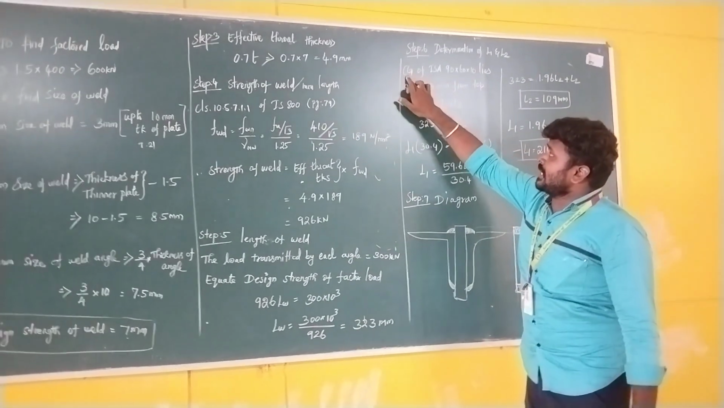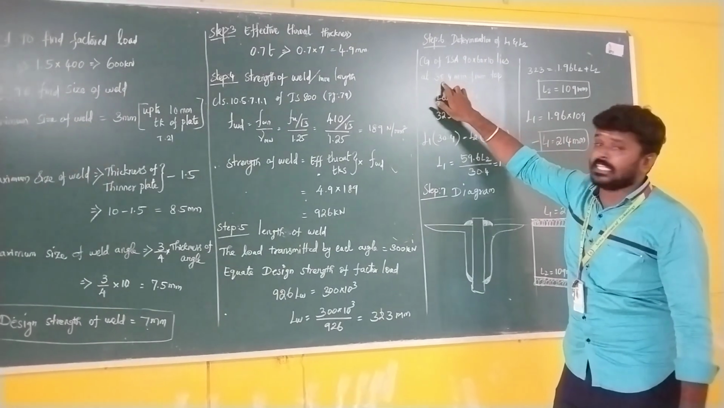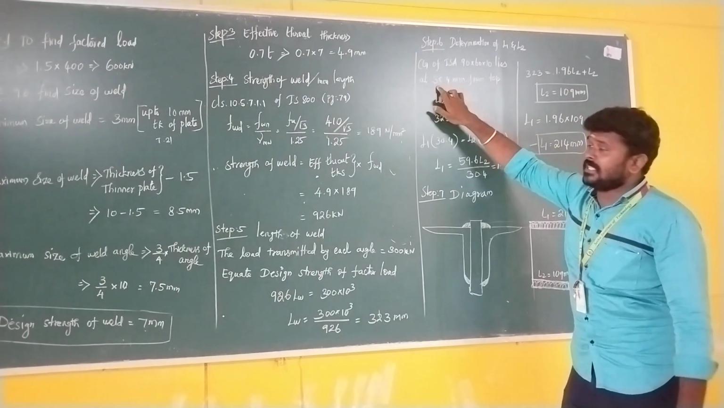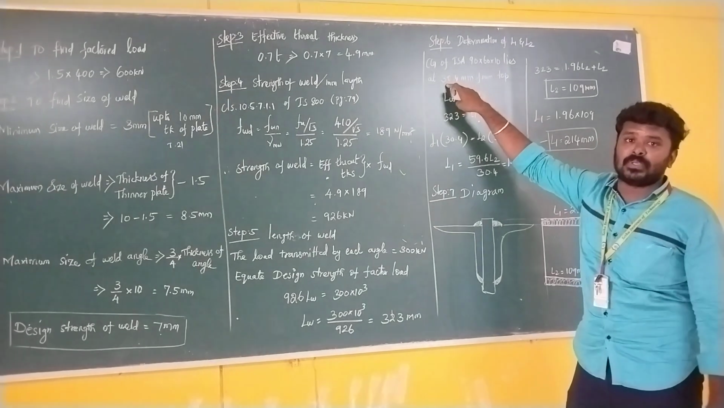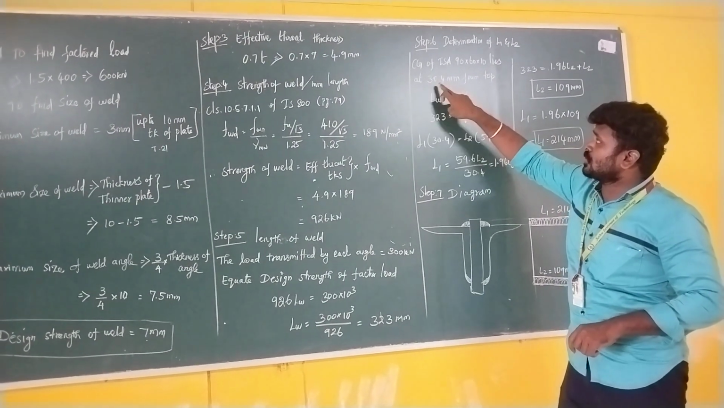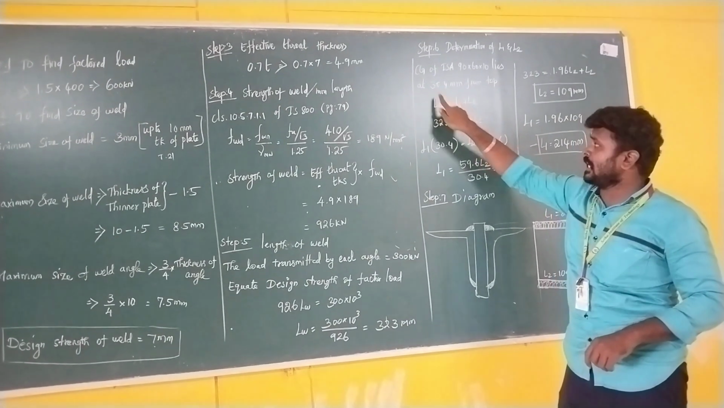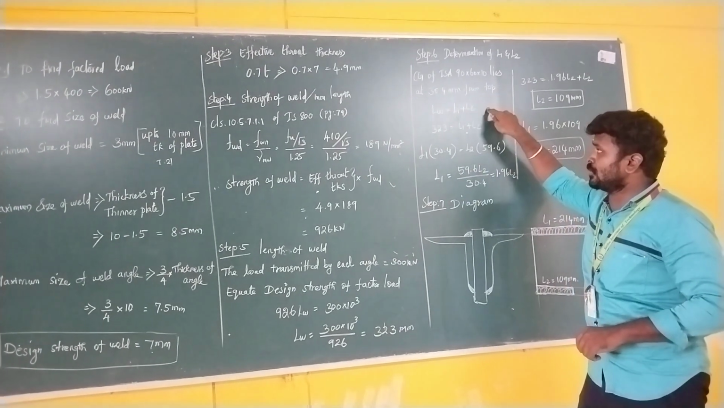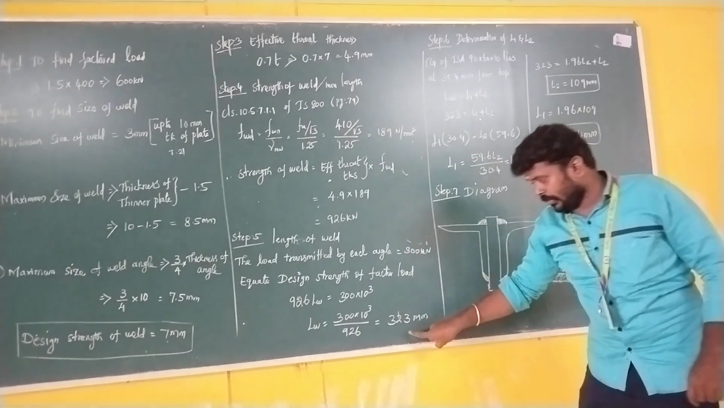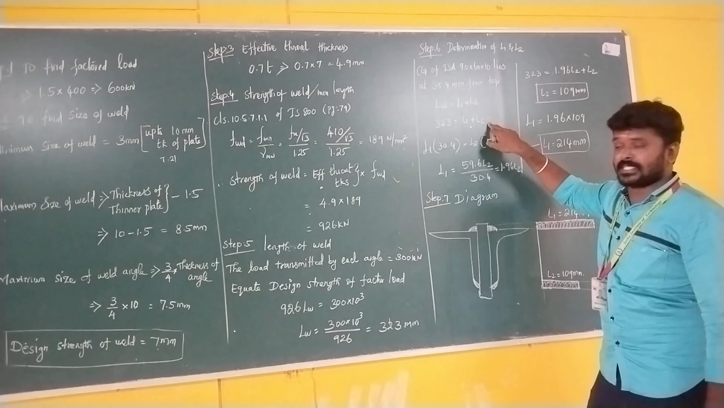The center of gravity of ISA 90 60 10 lies at 30.4 mm from the top. This 30.4 mm value is taken from SP6, that means the steel table. So the top value is 30.4. The length of weld is equal to L1 plus L2. So we already found Lw as 323 mm. So 323 is equal to L1 plus L2.